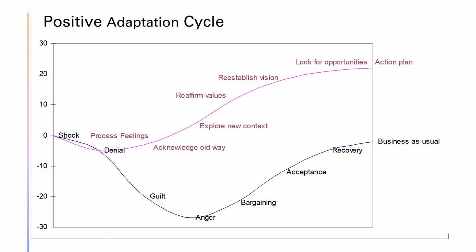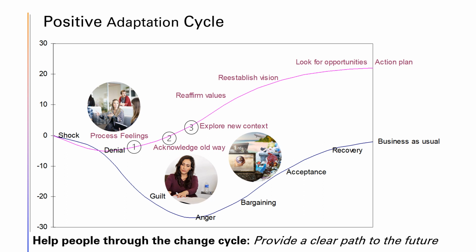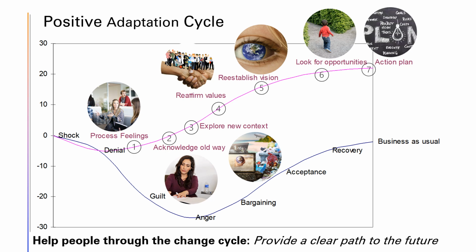Now let's take a look at a more strategic approach. First, get employees together to process their feelings. Then acknowledge that there was nothing wrong with the old way of doing things, but now we have to explore a new context. Then reaffirm values, which have not changed, and reestablish the vision. Finally, allow the employees to look for opportunities to reach the company's goals.